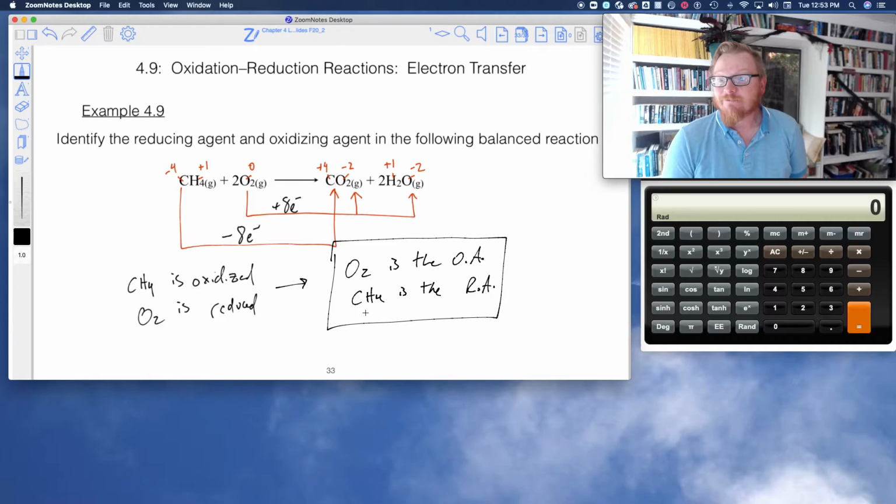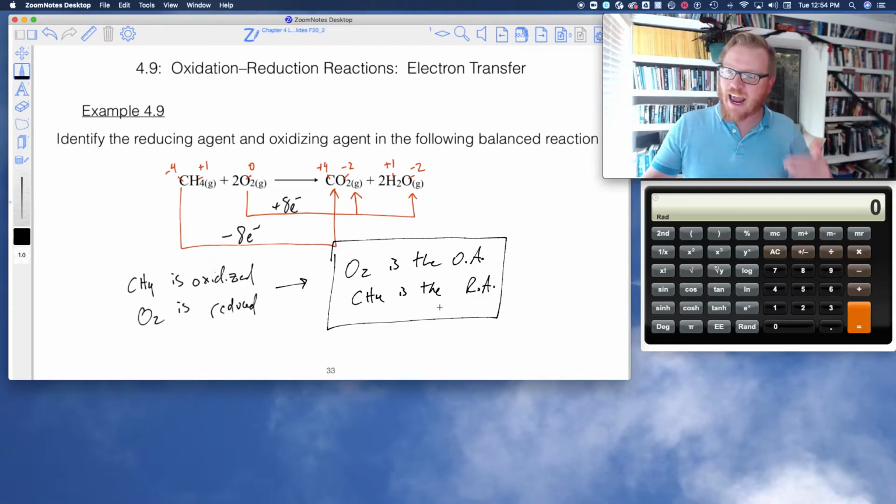Oxygen is always the oxidizing agent. Makes sense, right? I should say 99.9% of the time, okay? So that's how you know you did this correctly. Don't just assume oxygen is going to be the oxidizing agent. Walk through this and make sure you get it.